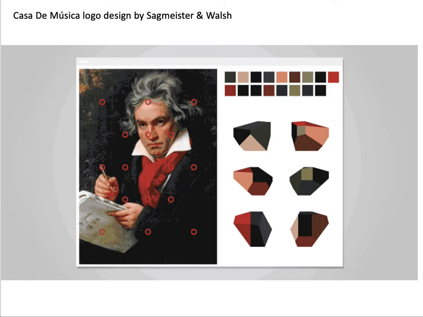level. This is again that example of Casa de Musica, the logo designed by Sagmeister and Walsh, although I actually think it was just Sagmeister at that time, and it is now just Sagmeister again because Jessica Walsh, who he had partnered up with, they separated in terms of their joint work design firm.